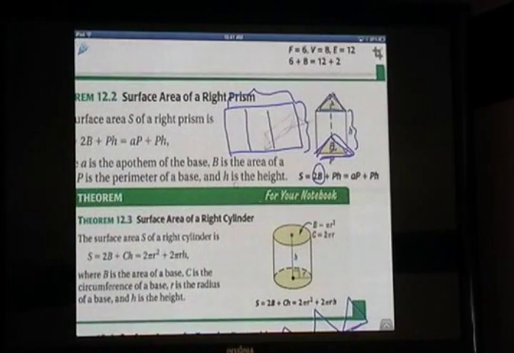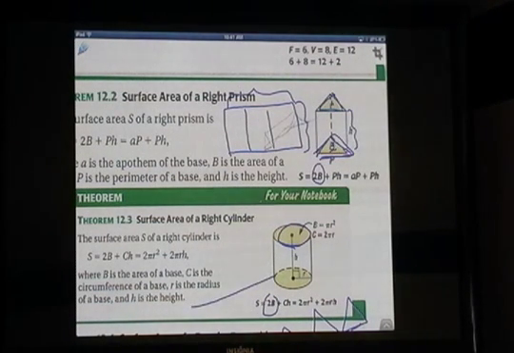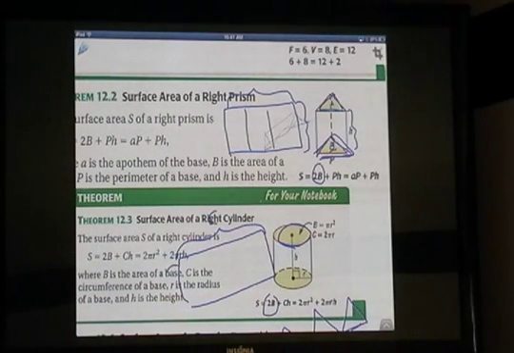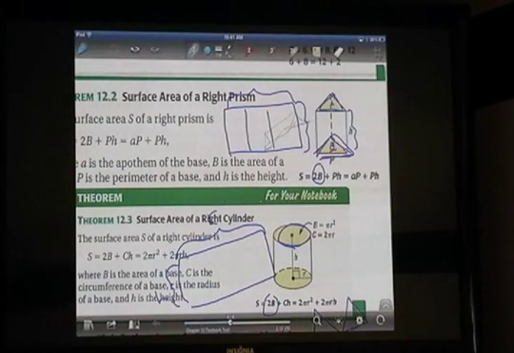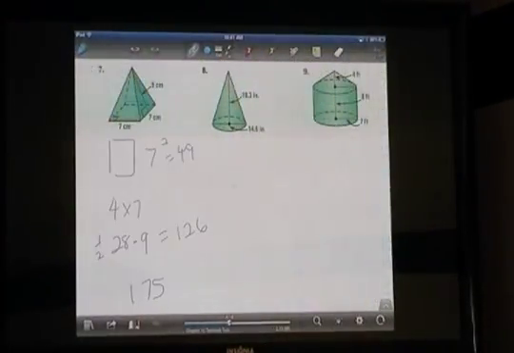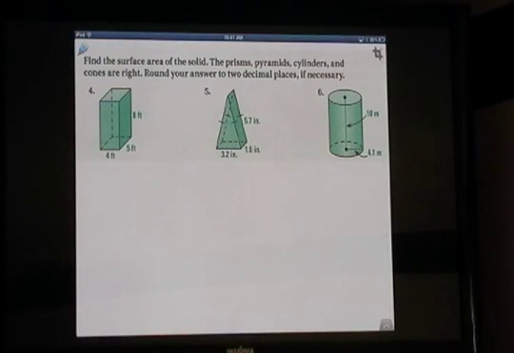Same thing would be true if you were doing a cylinder, which is another kind of like a prism, in that you're going to have 2 bases, and then you're going to take the distance around that cylinder and kind of roll it out like that. So this will be your circumference, and this will be your height. Okay, and we'll deal with the pyramids when we get to that. Alright, so moving back to number 4. Find surface area of the solid.